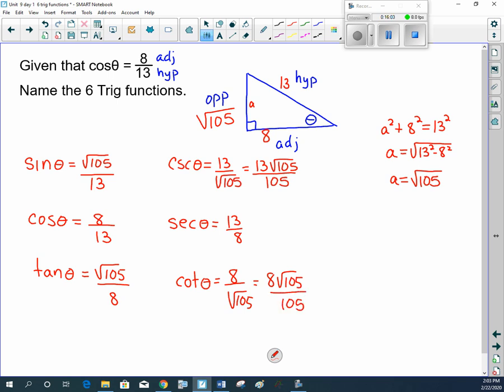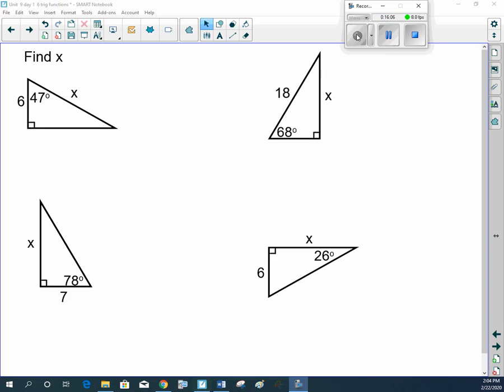And there's our 6 trig functions. Okay, now we're actually going to try to figure out what a missing side would be if I knew what theta was, or what the given angle is.